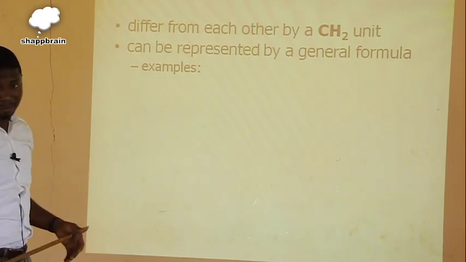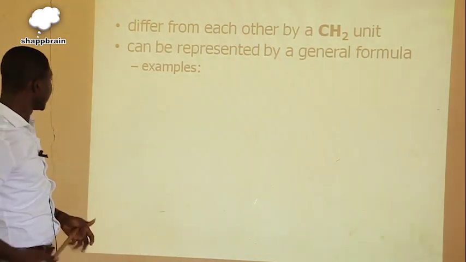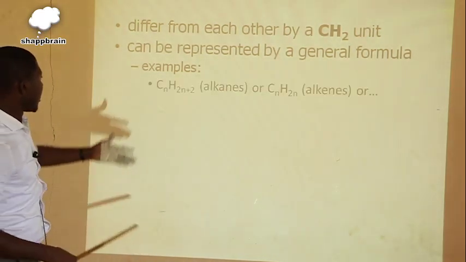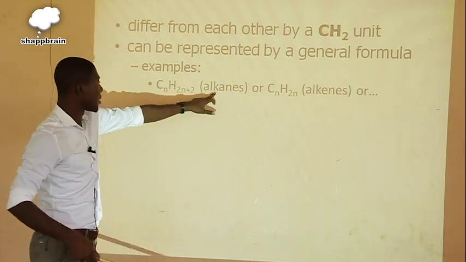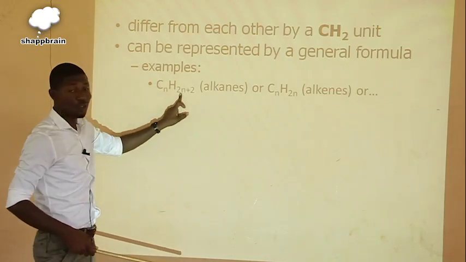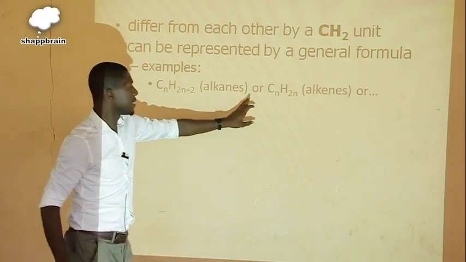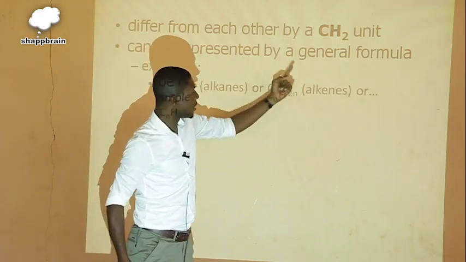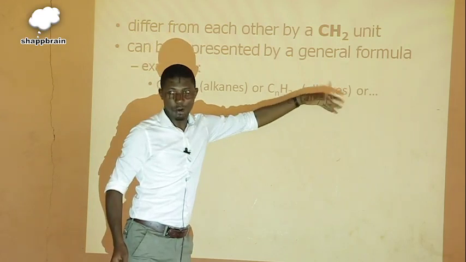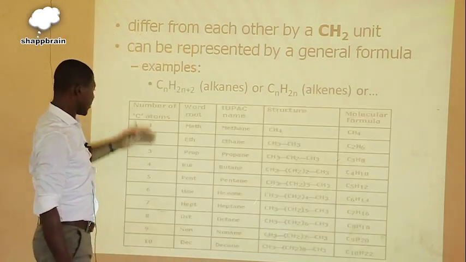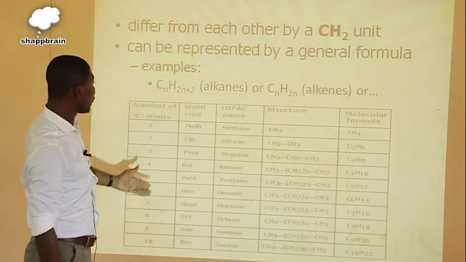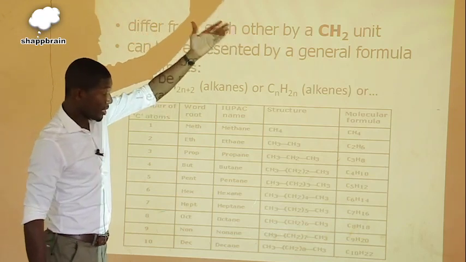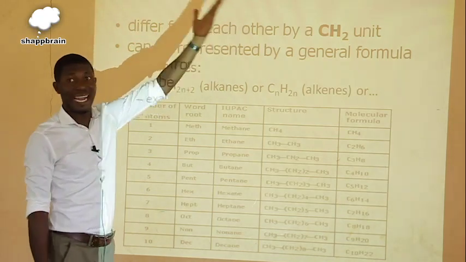For example, as I have already indicated, alkanes will conform to the general molecular formula CnH2n plus 2. Then CnH2n for alkenes, just as we have here. And so CnH2n minus 2 for alkynes.